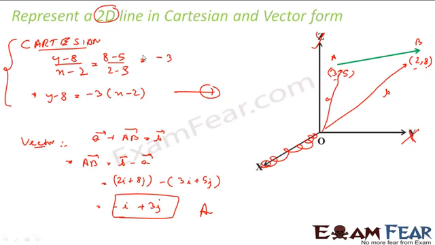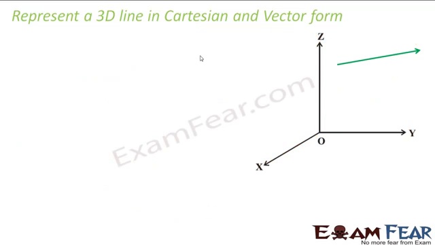These things we already know. We already know how to represent a point in Cartesian and vector form. We also know how to represent a 2D line. So in this case, we are representing a 2D line, correct? This is a 2D line in Cartesian and vector form. What we'll understand in this is how to represent a 3D line.